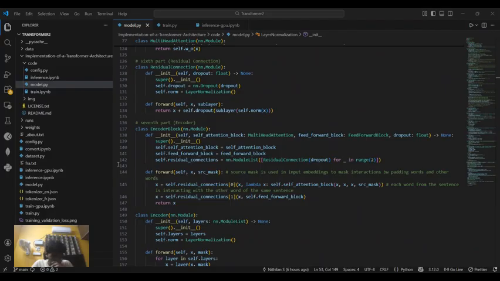Encoder block. Each encoder block contains self attention followed by a feed forward network. Residual connections and normalization are applied after each sublayer.